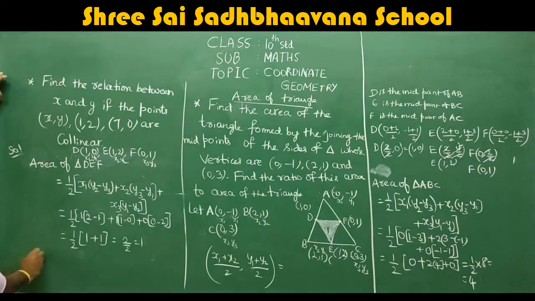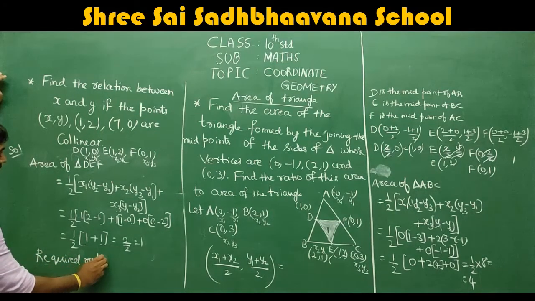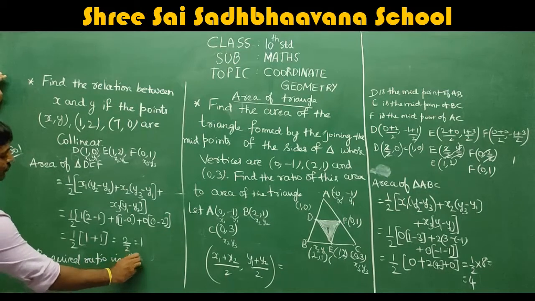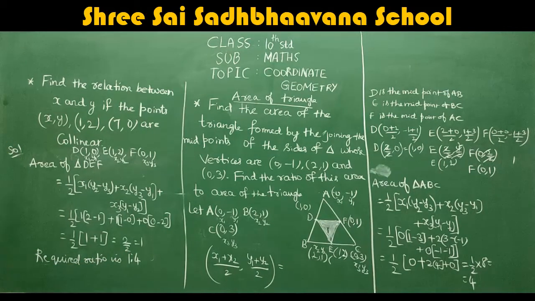So we can say that the required ratio is 1:4. It means if you compare the area of triangle DEF with the area of triangle ABC, they are in the ratio of 1:4. It means if area of triangle ABC is 4, we got area of triangle DEF as 1. So that is 1 by 4 of the total area of triangle ABC. So this is how we have to solve this sum.